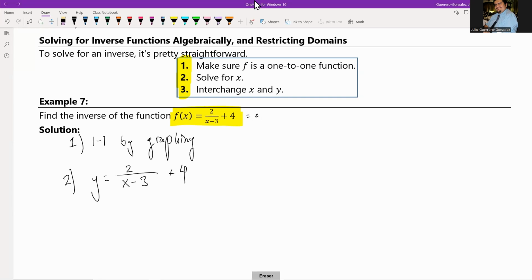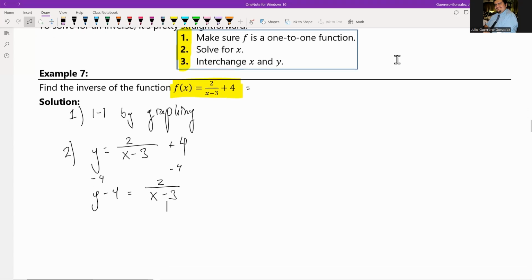I'm going to solve for f of x. Do everything in your power to get x by itself now. Hopefully you guys have already noticed some stuff that we can do. Minus 4. So I have y minus 4 is equal to 2 over x minus 3. Okay, we're getting somewhere, right?